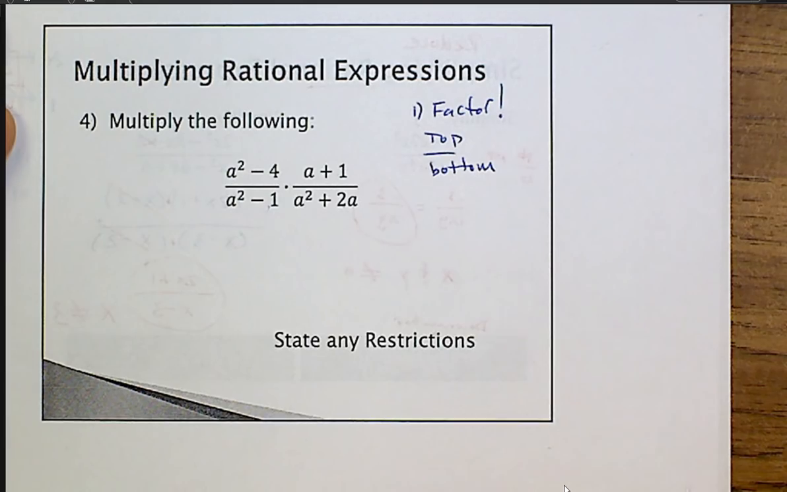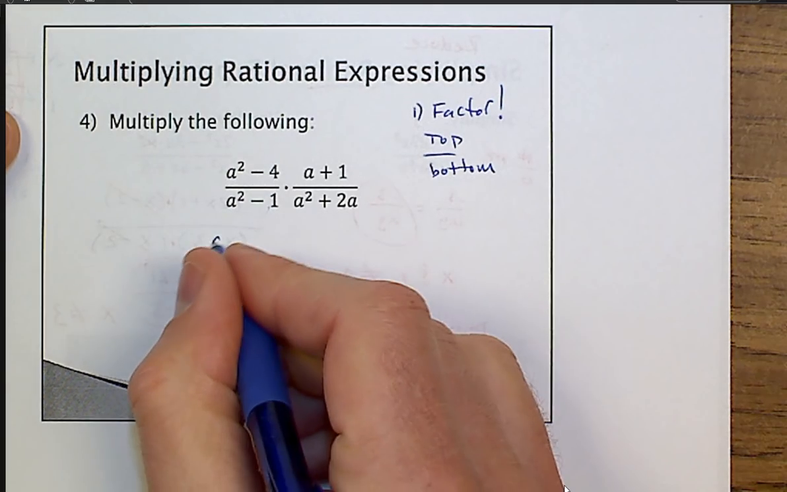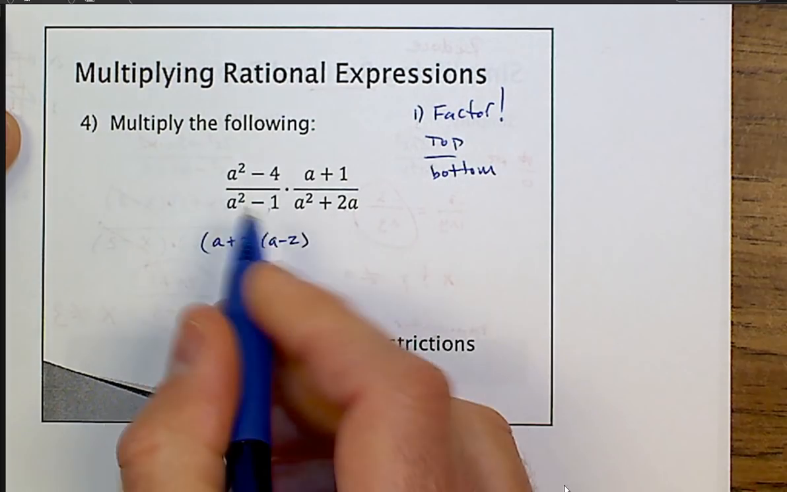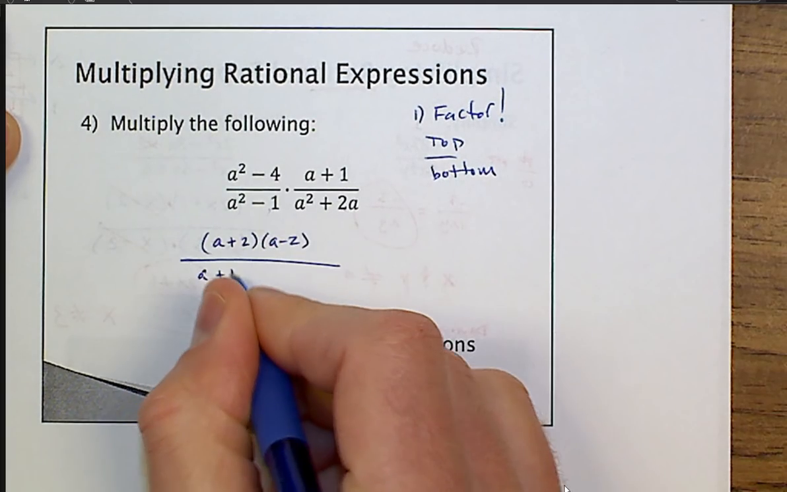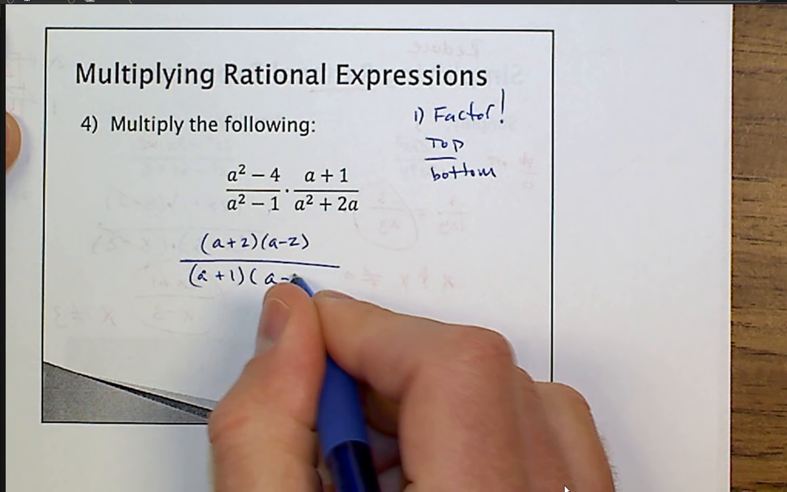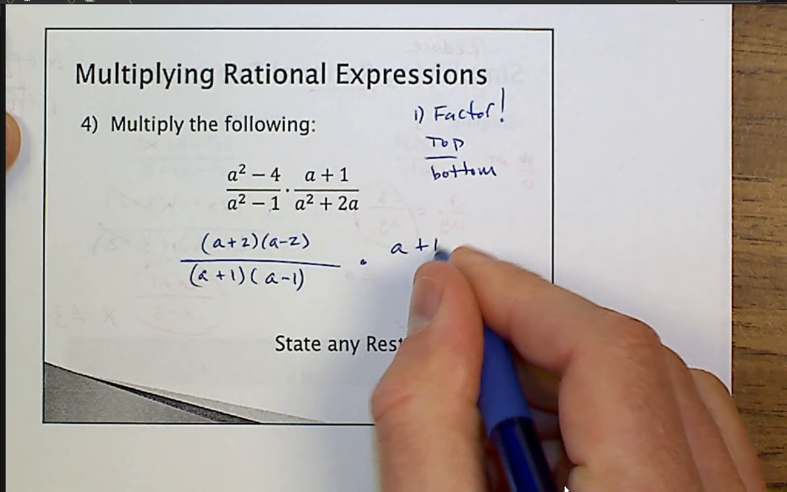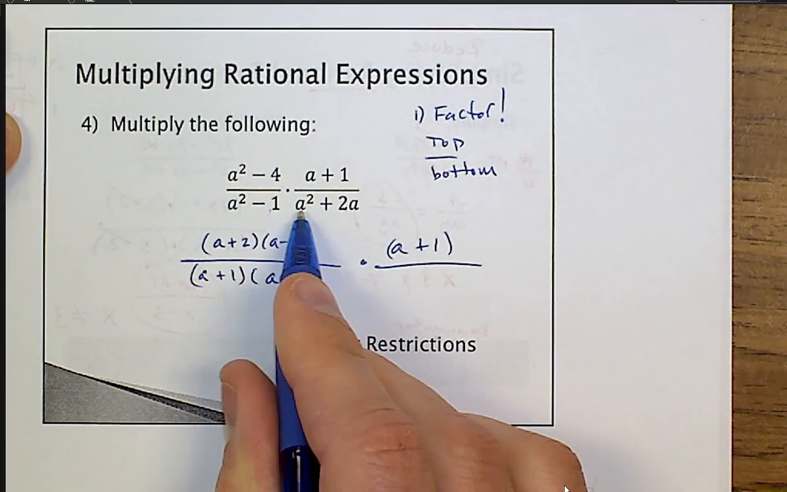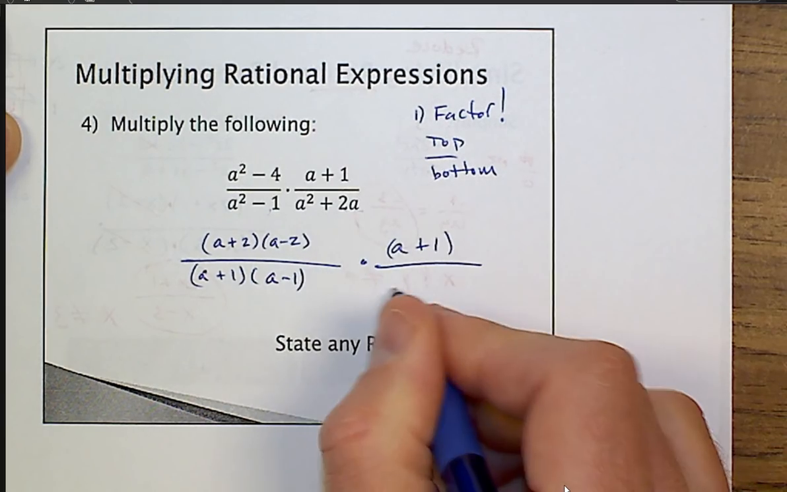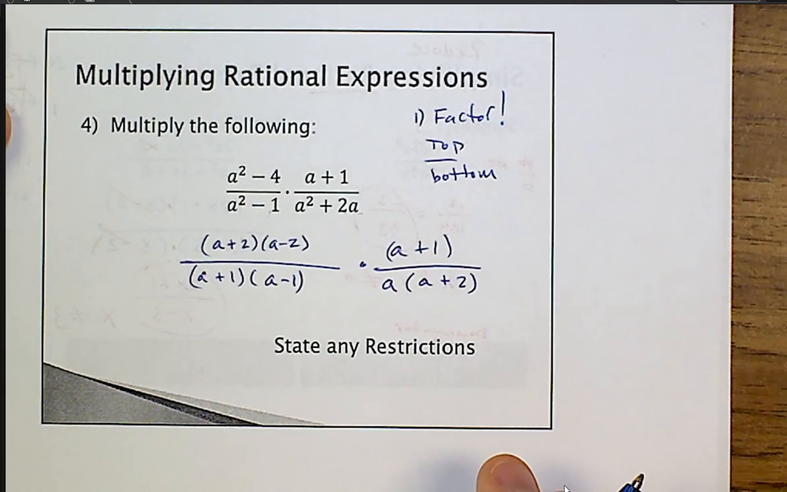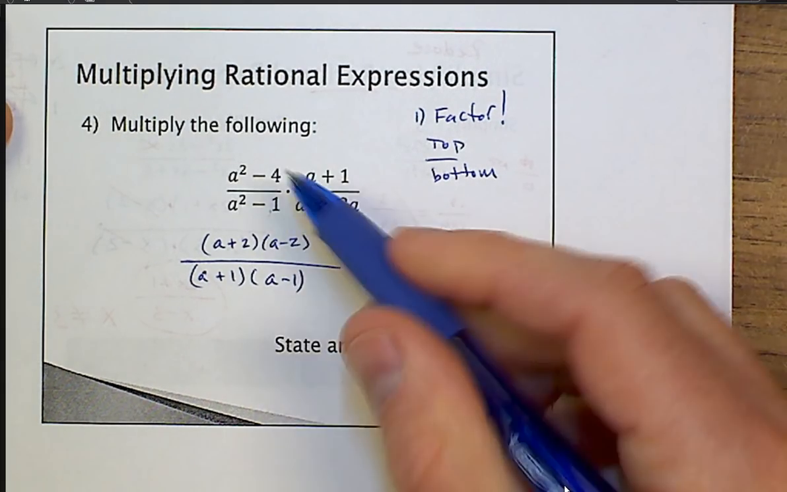So on the top here, this is a plus 2, a minus 2. This factors into a plus 1 and a minus 1. This a plus 1 really doesn't factor, it's just a plus 1. And then it looks like I can take out an a here, and I'm left with a plus 2. Okay? So I have factored everything that I could factor.